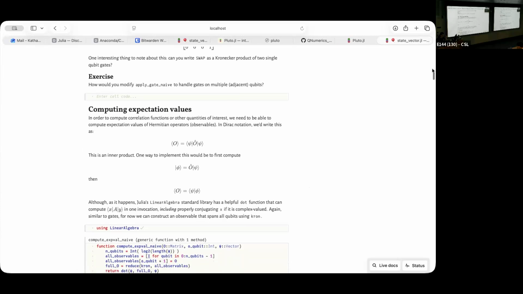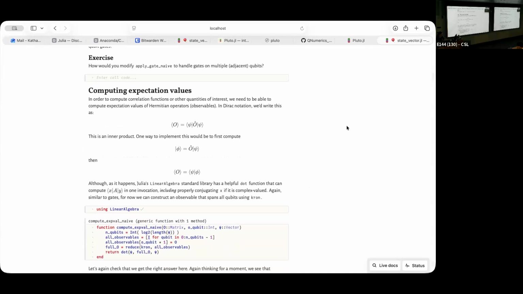So in the interest of time, because as you can see, we're not very far into this notebook, I'm going to keep moving to computing expectation values. But if you want to keep working on this separately or on your own, go crazy with it. And again, I'll post a solution notebook later.